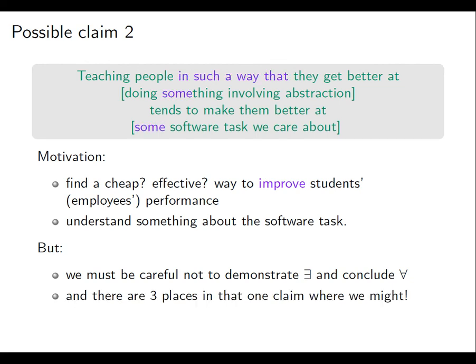And there are three different places in this claim where we might make that mistake. So the danger is that we do one experiment that involves one kind of teaching, and we show that people who get better at doing one thing that involves abstraction get better at one software task that we care about, and it's by no means clear that that would generalise to all the other settings in which we might want to have it.